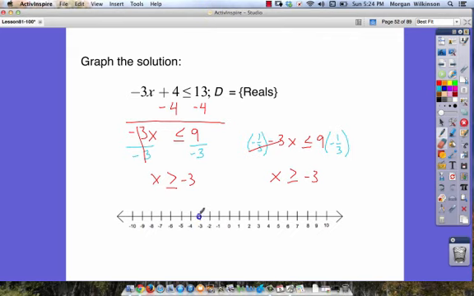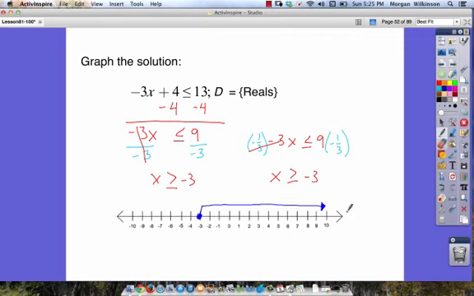We've got a closed circle, again, because it's greater than or equal to that number. We're looking at a domain of all real numbers. Be sure you follow your domain. So we're going over to the right with our solution set, and we'll bold that arrowhead in to show that we continue towards our positive numbers.